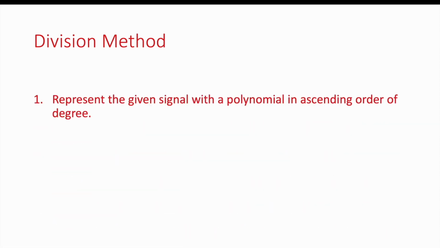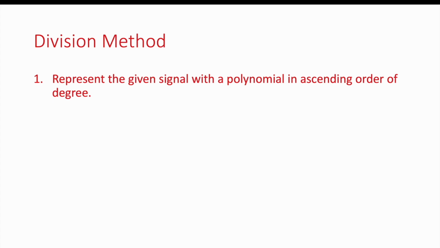The second method is the division method. We will see how, using the division method, we can calculate the unknown value. So we have a few steps in order to solve using the division method. The first step is that you need to represent the given signal with a polynomial, such that you write the degree of the polynomial in ascending order.